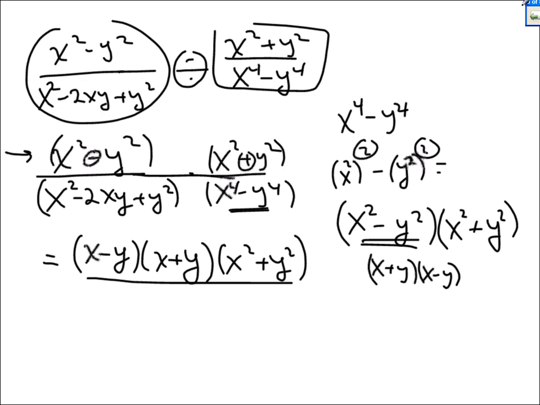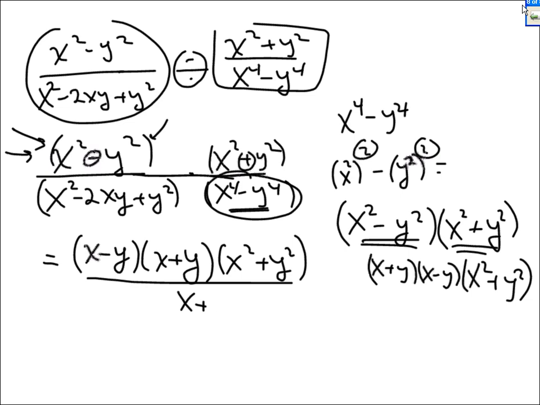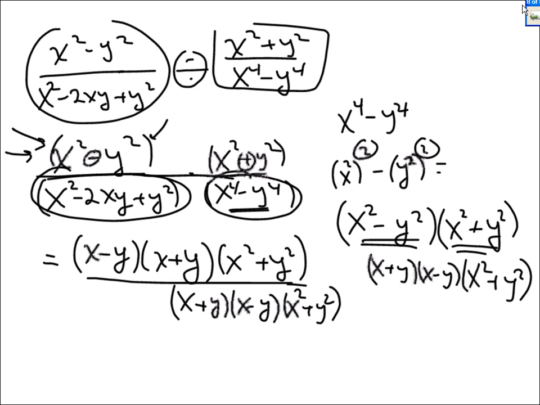In fact, it turned out it didn't even have to factor the x squared minus y squared, because there was an x squared minus y squared in there. Okay, and the x squared plus y squared cannot be factored. So you have x plus y, x minus y, x squared plus y squared. And then we have one more factor to deal with.